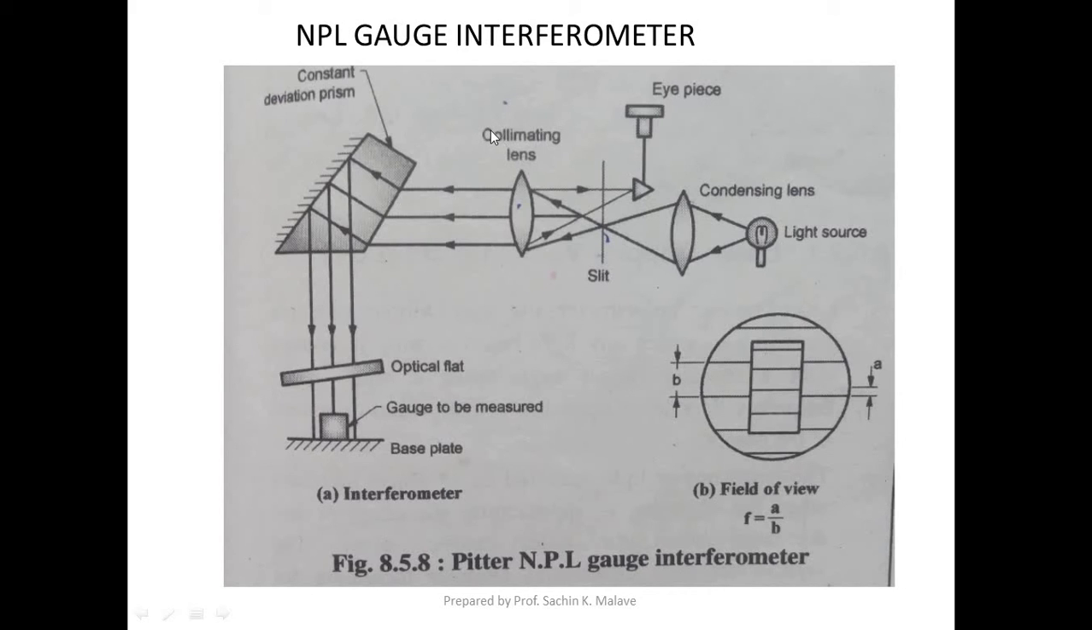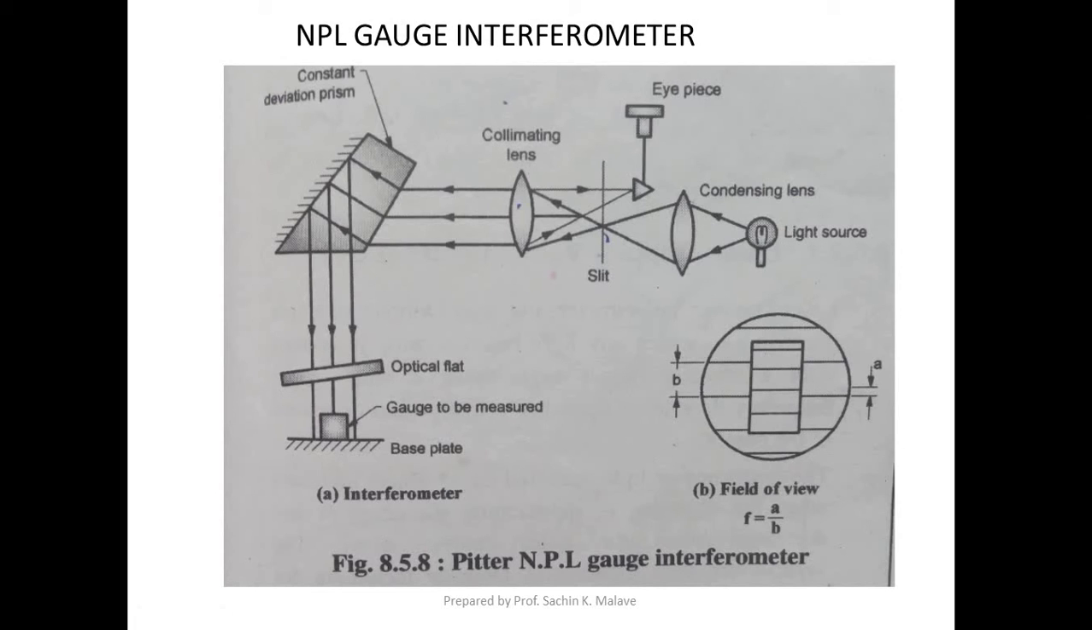So during the examination you have to check which interferometer is actually asked in the exam. If you have been asked the NPL flatness interferometer, then you have to describe that only. And if you are asked the NPL gauge length interferometer or Peter NPL gauge interferometer, then you have to explain this interferometer. If you make the confusion, and you have been asked the flatness interferometer and you explain the gauge length interferometer, you will get 0 marks. Okay, so that thing you have to keep in mind first.